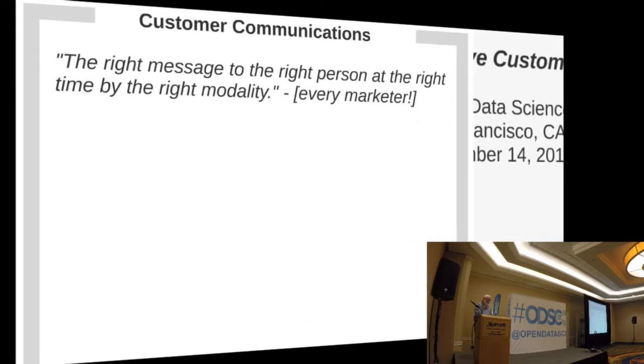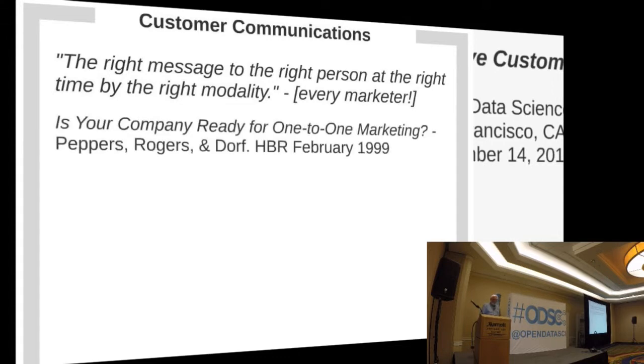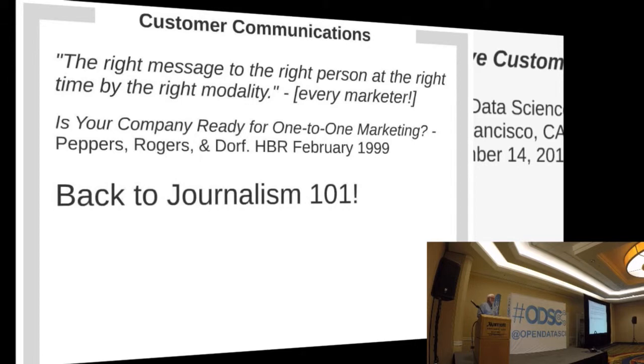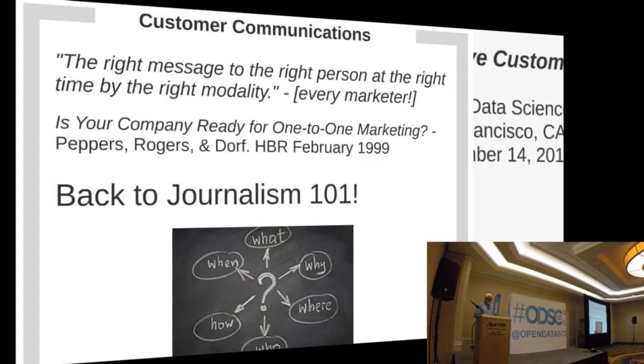So we want to figure out how to talk to customers, and this is a very trite phrase that whenever you get a pitch from a tool vendor, they're going to say, well, we want you to get the right message out to the right person at the right time, and so on and so on. This all goes back to a paper by Peppers and Rogers in HBR, Harvard Business Review, in '99, talking about one-to-one marketing and really starting that whole concept. It boils down to journalism 101. I was fortunate enough to have journalism 1 in high school, and I don't know if you get that anymore. And what you learn there is the 5 W's and their friend the how.